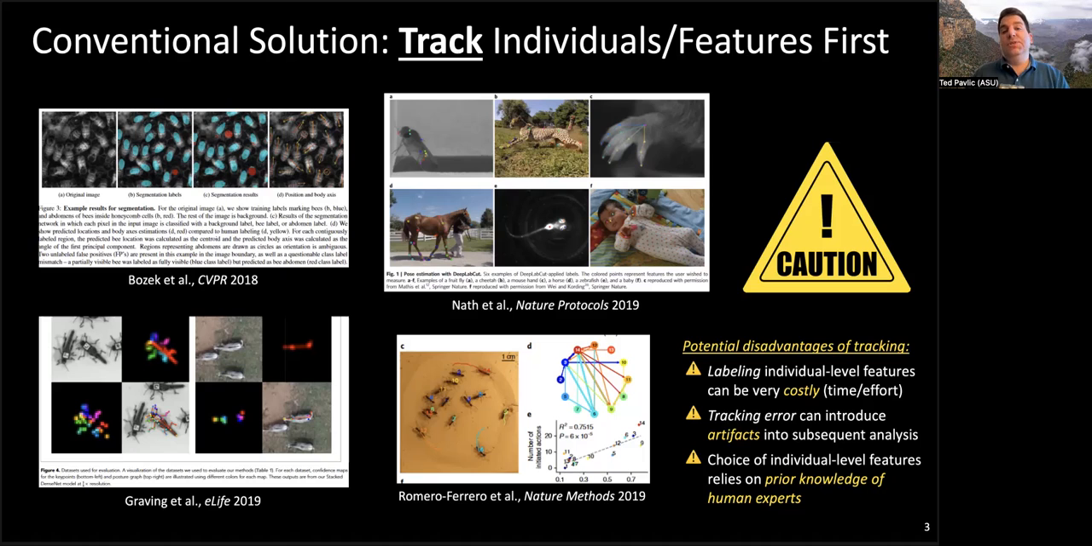And on top of that, it introduces artifacts. So a stationary individual might have a track that moves around a little bit. And so that movement in that track, which is totally an artifact of the tracking, might be misinterpreted as a difference in the behavior of that particular individual. And on top of that, even choosing what you're going to track requires prior knowledge from human experts, which may or may not be relevant to the thing you actually care about.